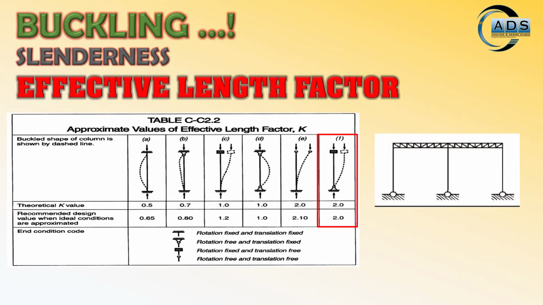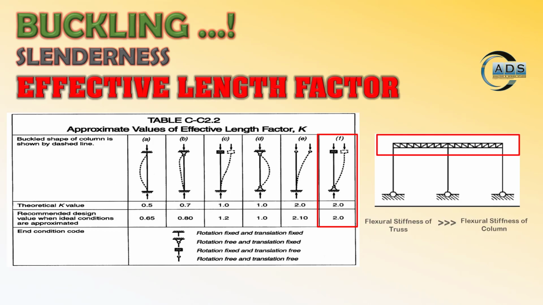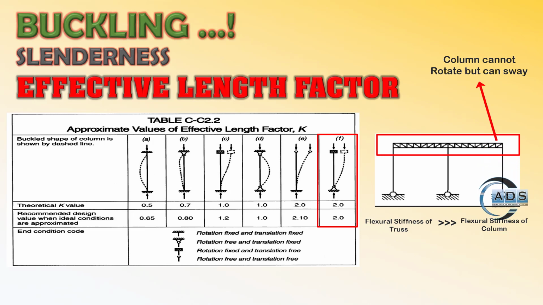Here we can see that in this frame there is no cross bracing used. All the columns have a pin base, and at the top the column is connected with the truss, so the rotation at the top is fixed, but translation is allowed. Why? Because there is no cross bracing used here.